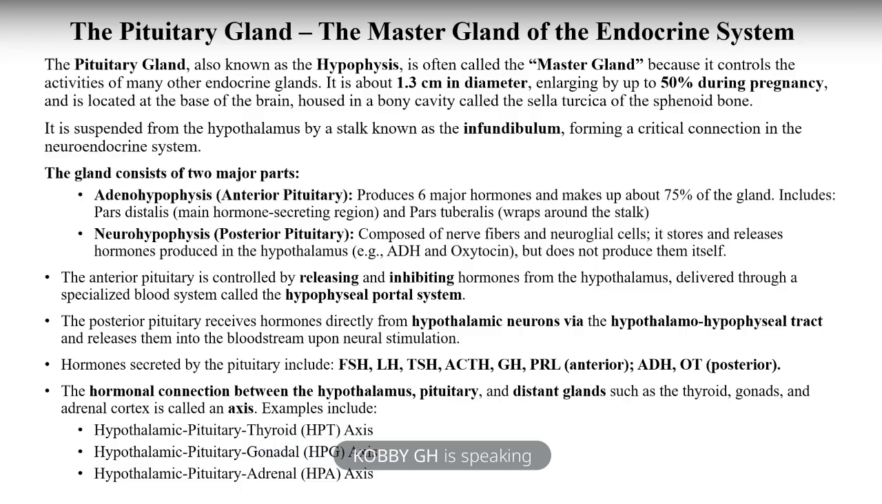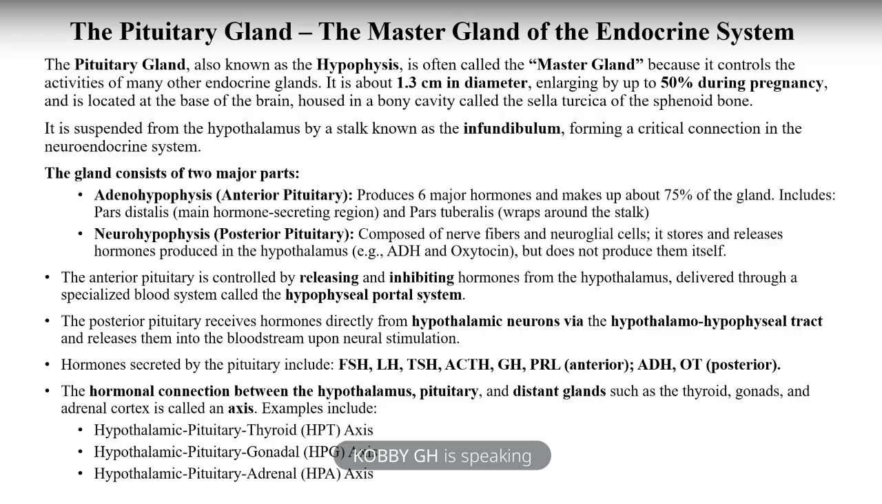Okay, another question I can ask. The posterior pituitary is also called the neurohypophysis gland. Explain. How will you explain that one too? It is the neurohypophysis because the hypothalamus communicates to the posterior pituitary through a nerve fiber or a nerve. Okay, that is fine. So basically, that is it. The pituitary gland is also called the hypophysis gland.